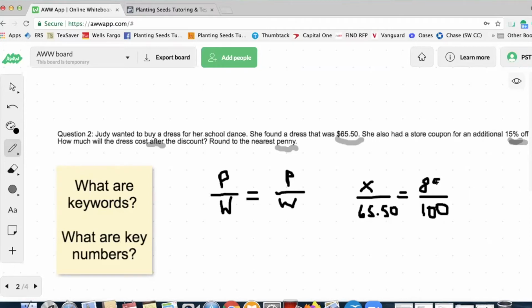That's the price that you would be paying for that dress. That's the premium you would pay. All right. So just like we did with the other problem, we're going to cross multiply. So we're definitely going to make sure that we get our numbers correct.